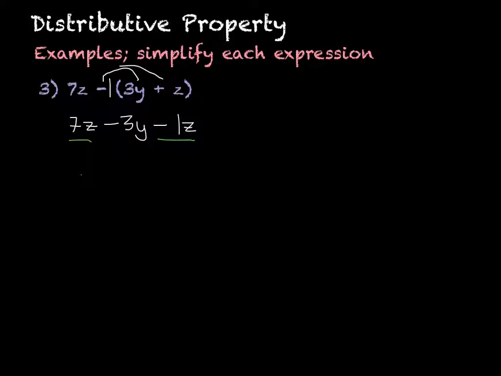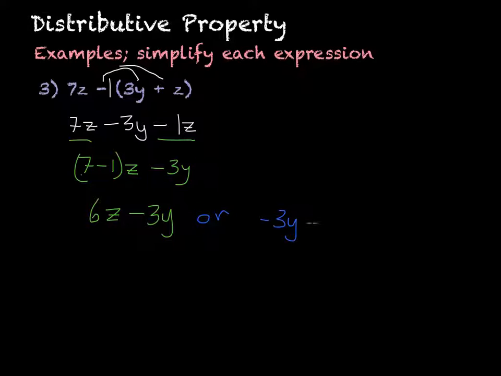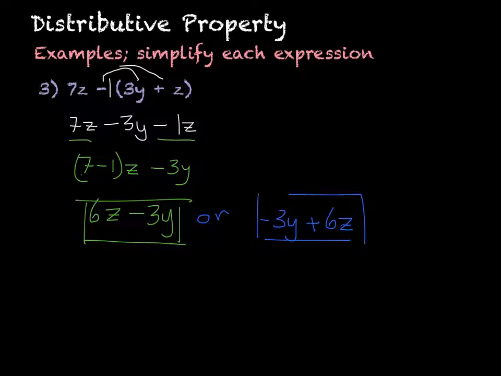Alright, and then our simplification, we have a 7z and a negative 1z. So 7 minus 1, and that's multiplied by our z, and then we subtract our 3y. So 7 minus 1 is 6z minus 3y. You can write it like this, and that is correct, or you can write it as negative 3y plus 6z. Either one of those is counted correct, so I don't care which you write. And those are your final answers.